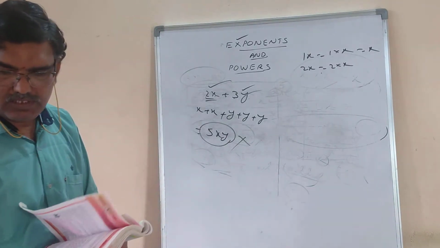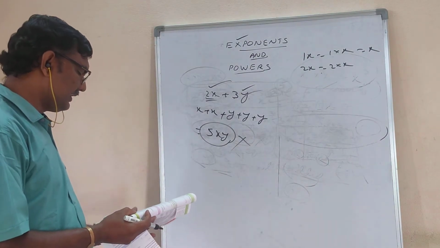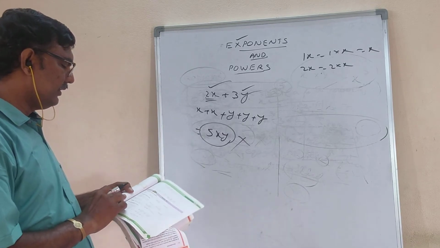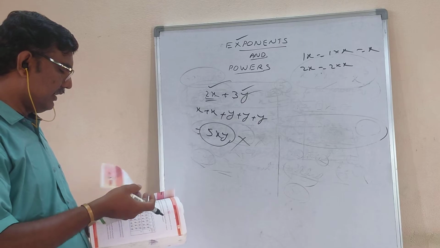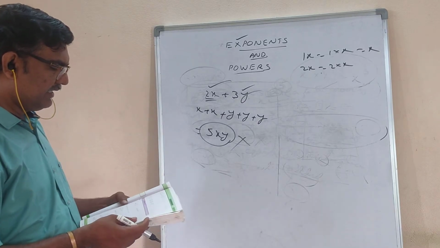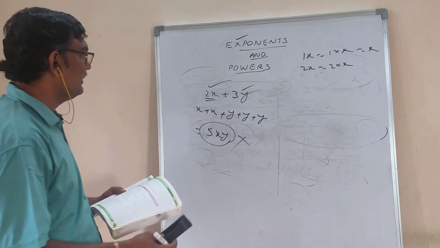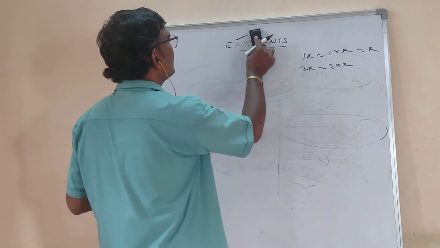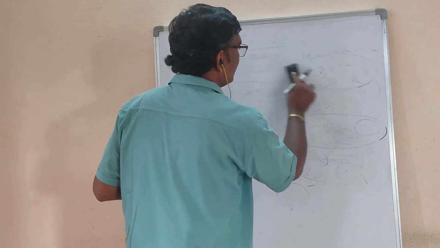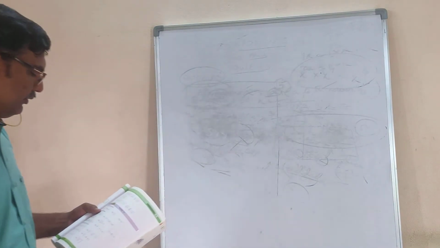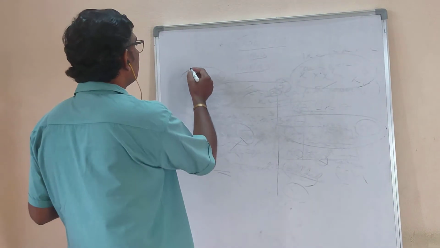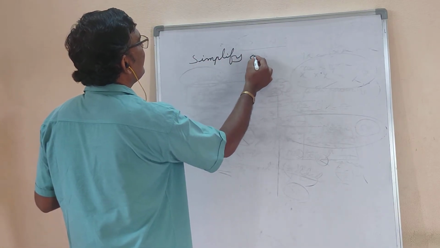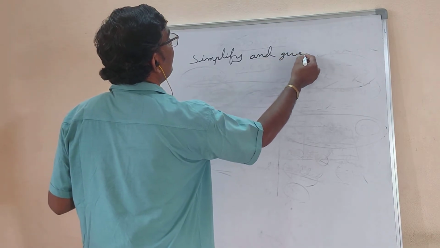So with this we'll try to do some problems on exponents here in exercise 4.1. The basics are already there from the previous class, that is 7th class. This comes under the chapter algebraic expressions. Now, simplify and give reasons.